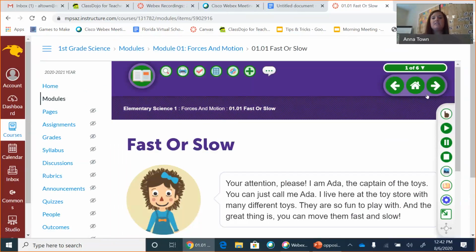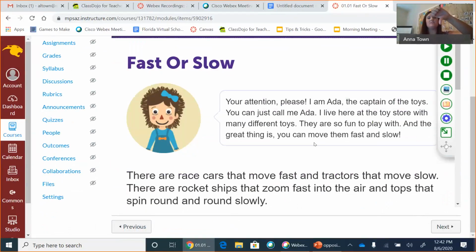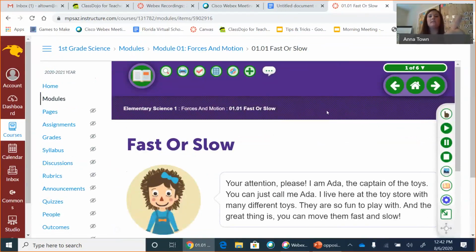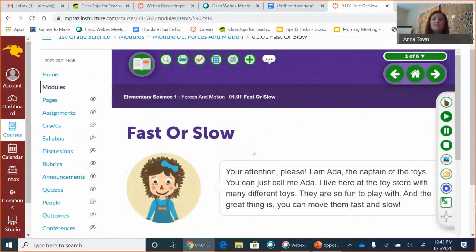Remember, green means go. These arrows right here, you're all good to press. When you go down to the bottom, you will see two gray arrows. One says previous, one says next. Gray means no. Please do not click these. They will take you somewhere else. Green means go. Gray means no. Here, you will see what you need to do.